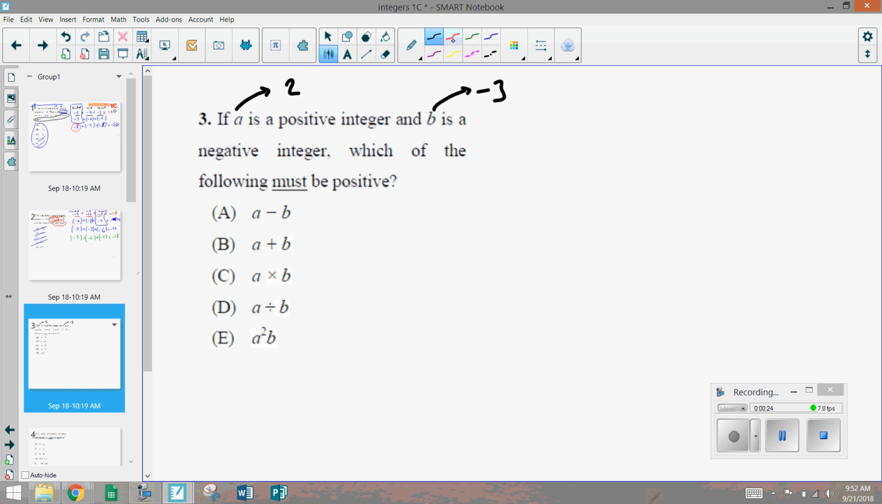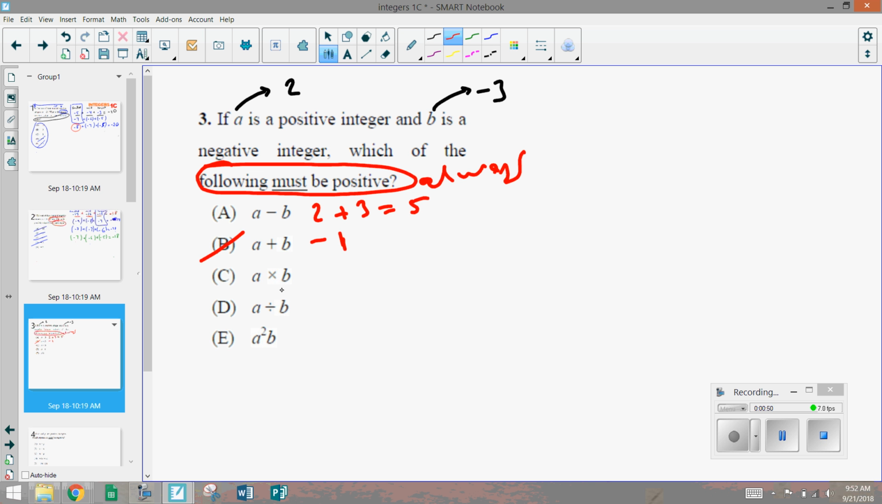Okay, circle the question. Must means always, right? Always positive. Okay, let's try A. A minus B. A is 2 minus B. Minus negative 3. That 2 minus makes positive is equal to 5. So far, it's okay. A plus B. When you add A and B, it's going to be negative 1. It's gone. A times B, 2 times negative 3 is equal to negative 6.